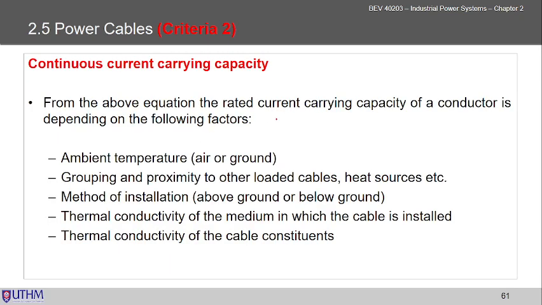We know that the ampacity depends much on the following factors. Number 1 is the ambient temperature, either air or ground. Then the grouping or proximity to other loaded cables and heat sources. The third is the method of installation, how you are going to install it. Next is the thermal conductivity of the medium in which the cable is installed. And finally, the thermal conductivity of the cable's constituents. All these 5 factors, we will look at one by one after this.